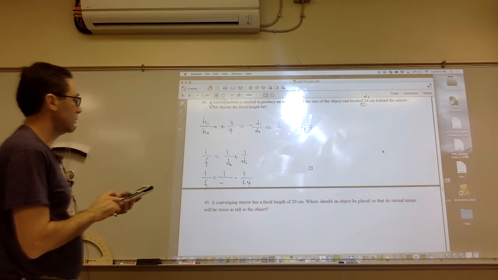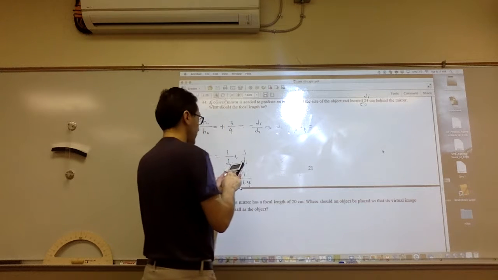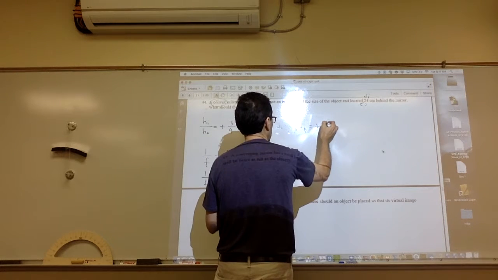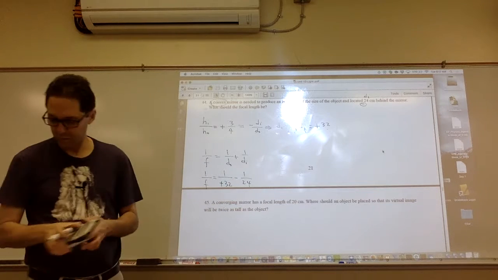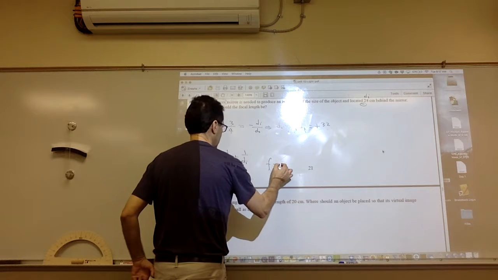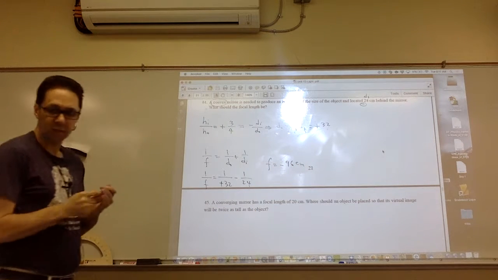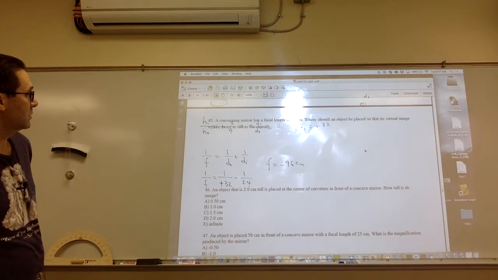It's going to be, well, actually, hold on. Yeah, so 4 times 24. That's positive 32. So we just plug in positive 32 here. And if we solve that, we should get the focal distance to be negative 96 centimeters. And it should be expected that it's going to be negative because it's a diverging mirror.